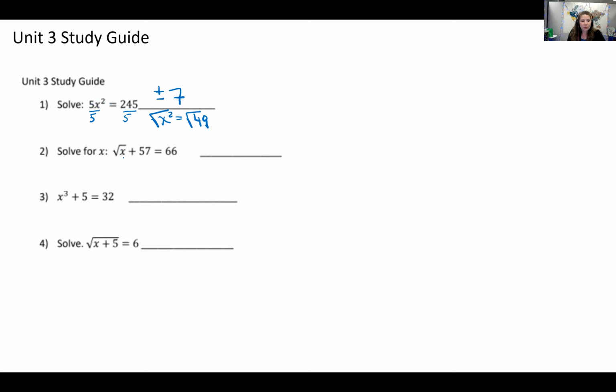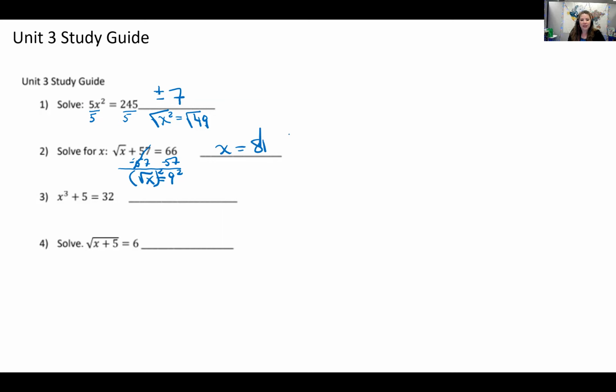Number 2, we want our x by itself, so we're going to undo plus 57, which means we're going to subtract 57 from both sides. So we bring down square root of x is equal to 9. The opposite of finding the square root is to square a number. So we're going to square both sides. So 9 squared is 81. So x is equal to 81.